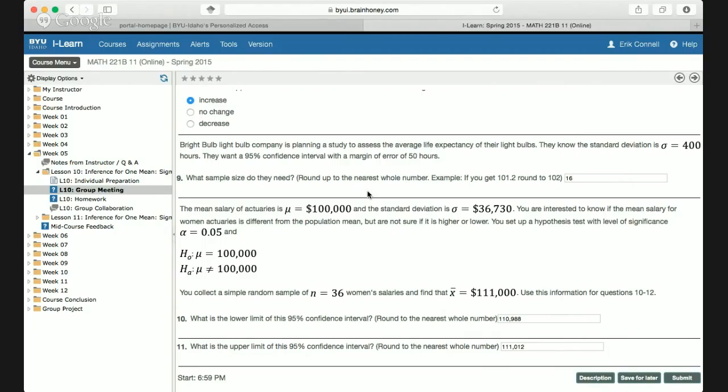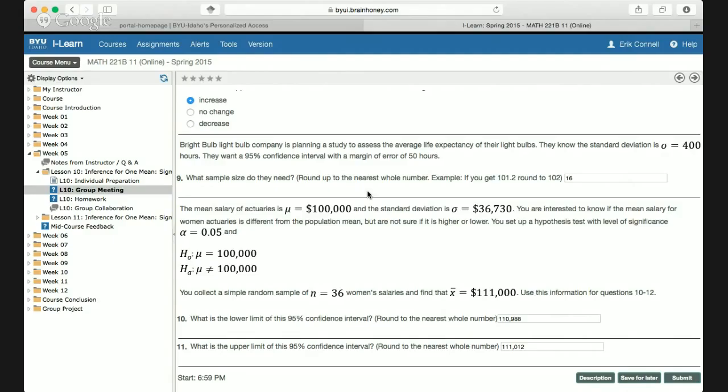Okay, so we have the sigma, which is 400, and we don't have the n. We're trying to find n, but we do have a margin of error, which is 50 hours. And we have the z-score too, which is for 95%. So that's 1.96, right? 95%, 1.96, yeah. We have the Z, sigma, and margin of error, so we just have to rearrange it to solve for n.